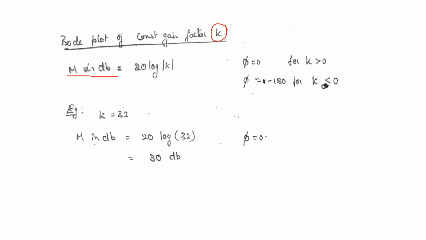By chance, in this example K value is 32. Magnitude in decibel is 20 log 32. This will become 30 decibel. Phase angle of a positive constant is 0 and phase angle of a negative constant is minus 180 degree. Now how to draw the Bode plot for a constant gain factor?